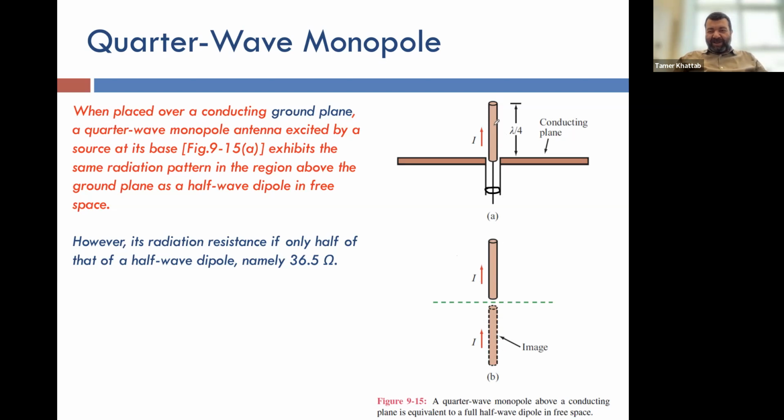Anyways, this tells you that this quarter wavelength is going to behave more or less like the half wavelength dipole. But it's much easier to implement because you don't have two wires going in two different directions, which is harder to implement in real life. Here you have a grounded or shielded plane, and then just another wire going out.